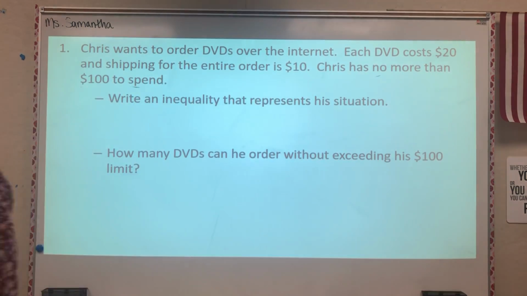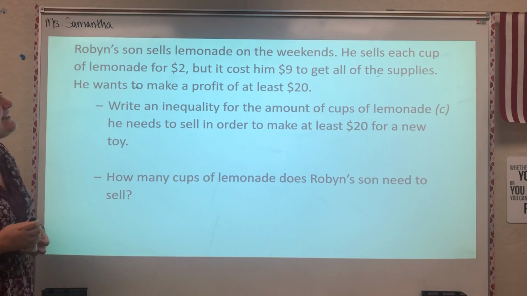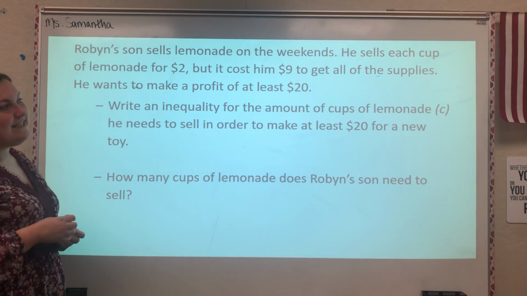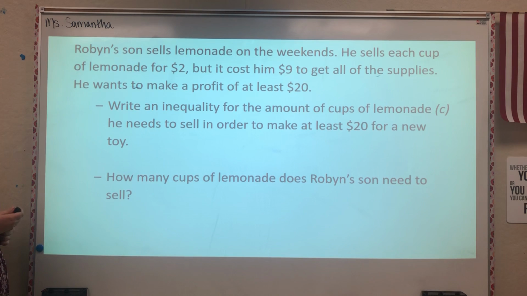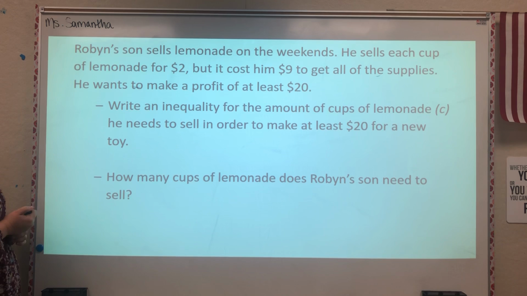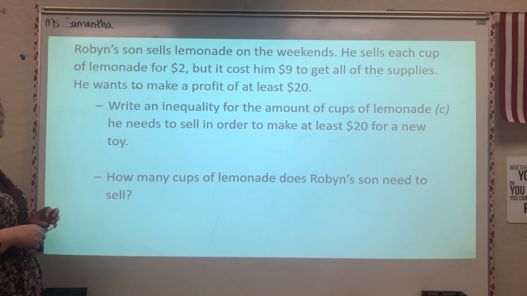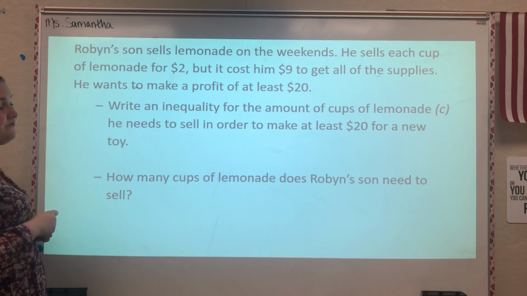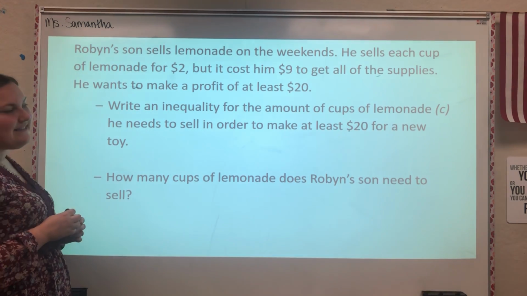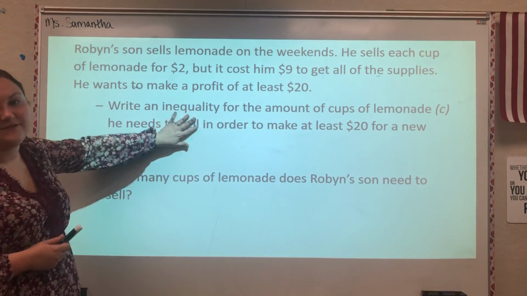So your question says, Robin's son sells lemonade on the weekends. He sells each cup of lemonade for $2, but it costs him $9 to get all of the supplies. He wants to make a profit of at least $20. Write an inequality for the amount of cups of lemonade he needs to sell in order to make at least $20 for a new toy. Go ahead and do this first part now.